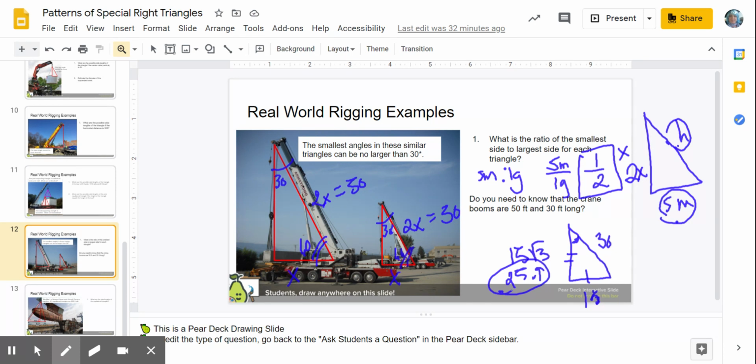Okay, so let's find the side lengths over here in this one. If I've got a 50 for a hypotenuse, what's opposite the 30-degree angle?